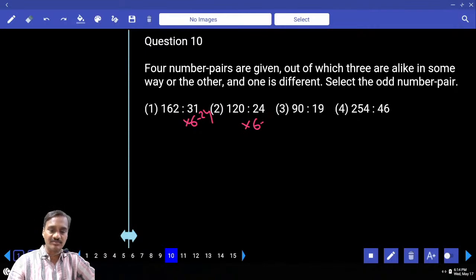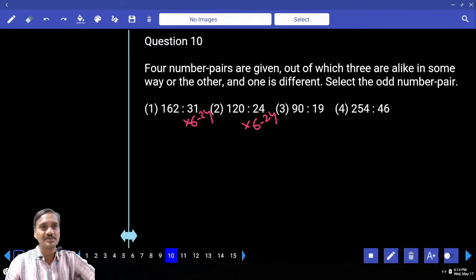144 minus 24, 120. And next one, 19 into 6. 57, 57, 114. And 114 minus 24. Now here the answer comes, isn't it? 90. Now 19 into 4 is how much? 114. And 114 minus 24, 90. Does it match or not?